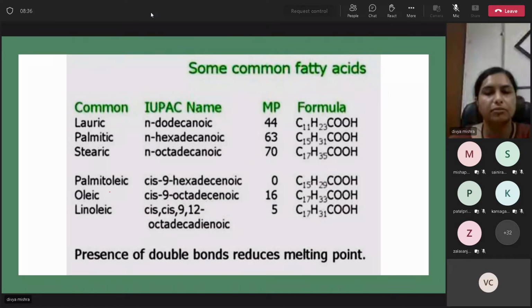Is this related to the soap formation process? Yes, definitely it is related with the soap formation process because it is saponification. Very true.